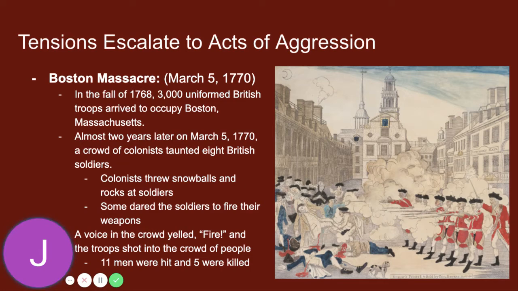So King George actually, after a lot of outrage from the colonists, did try these soldiers in a court of law, but of course they weren't found guilty because the king didn't really feel that bad about it.